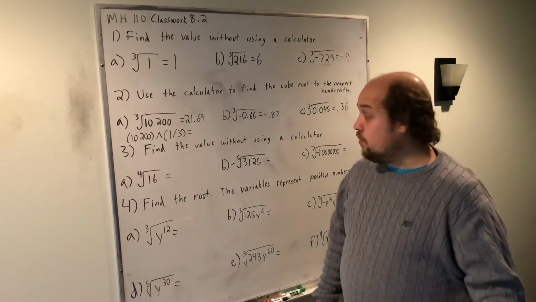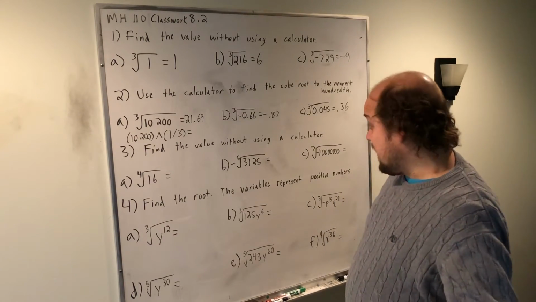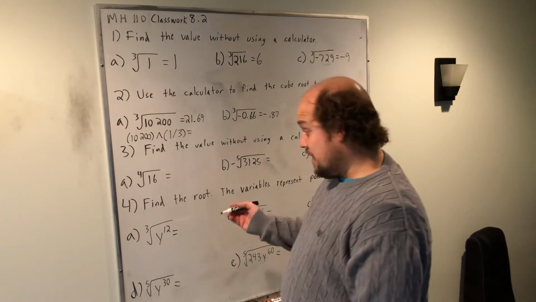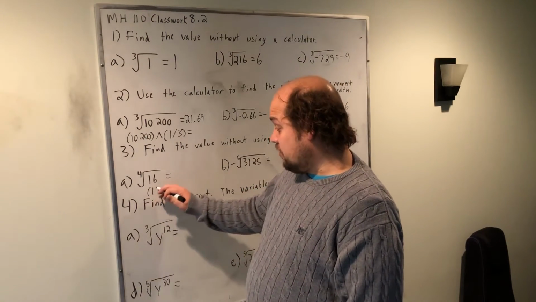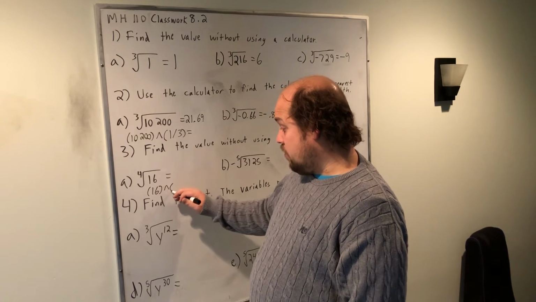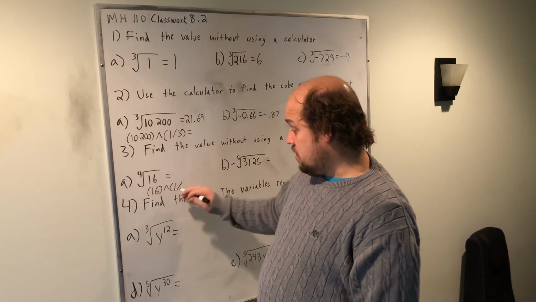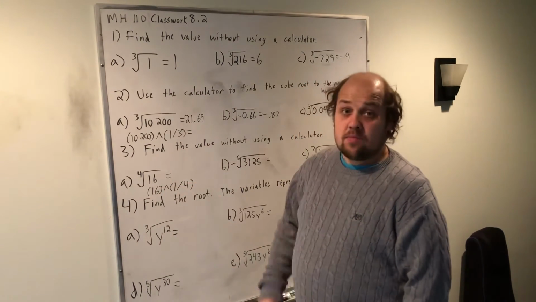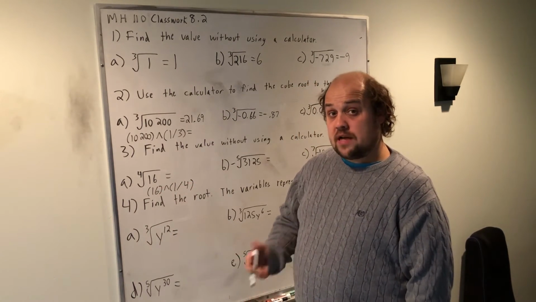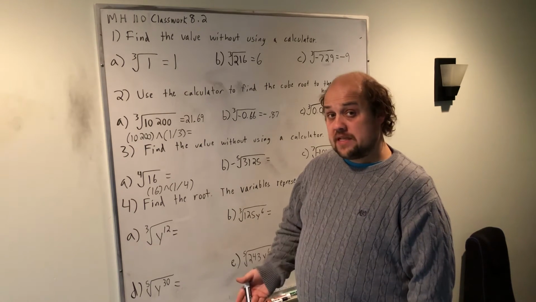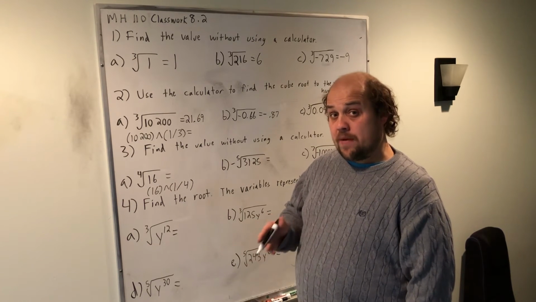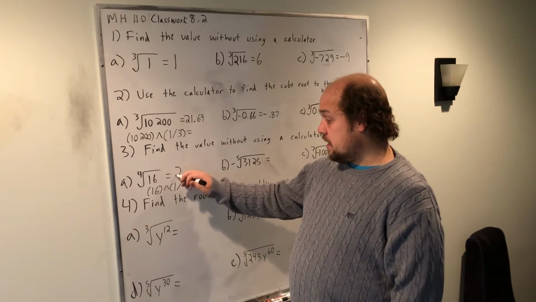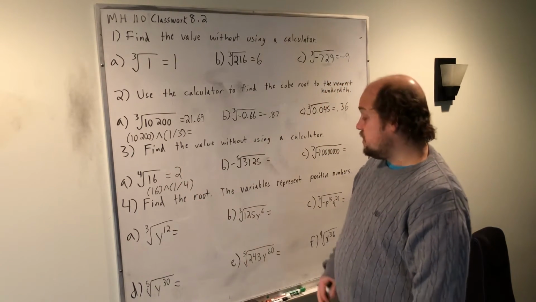For problem 3, it asks me to find the value without using a calculator. Again, I recommend using a calculator for these. The way that I do them in the calculator is I put what's under the radical to the power of 1 divided by the root number. If I do that, this would tell me 2, because 2 times 2 is 4, times 2 is 8, times 2 is 16. So 2 to the 4th power, or 2 times 2 times 2 times 2, would get me to 16. That's why my final answer is 2.